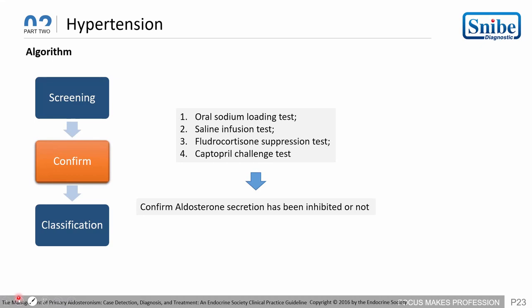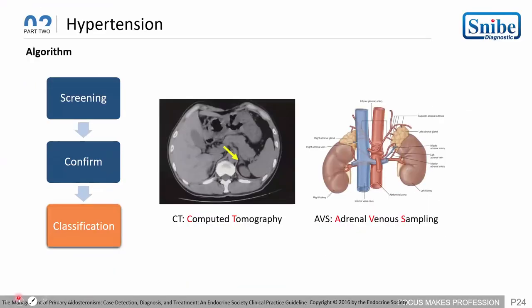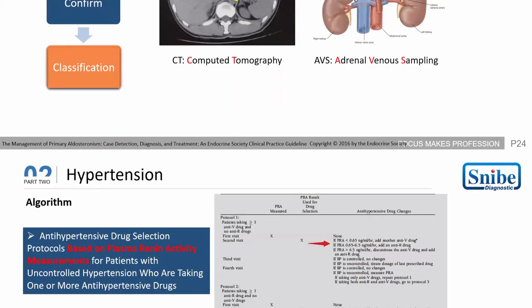So there are the oral sodium loading test, the saline infusion test, the fludrocortisone suppression test, and the captopril challenge test. These all confirm whether the aldosterone secretion has been inhibited or not, and this can lead to further confirmation. For classification on that basis, computerized tomography and adrenal venous sampling are also helpful to diagnose and classify this hypertension.